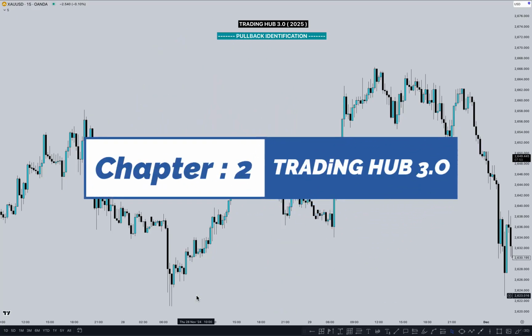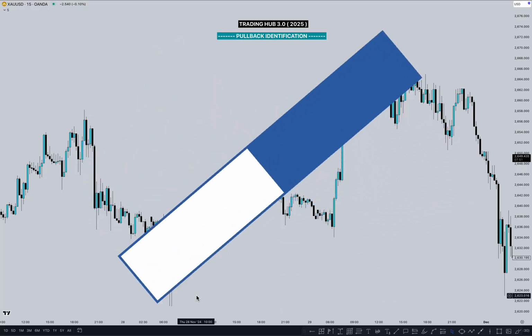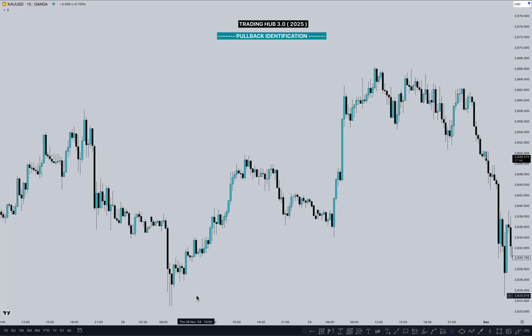In this chapter, we are going to learn how to identify a bearish pullback and what criteria we should follow to confirm whether it is a valid pullback or not. As we explained in a previous chapter, that was how to identify a pullback in a bullish market. But in this chapter, we are going to learn how we can identify a valid pullback and an invalid pullback in a bearish market.